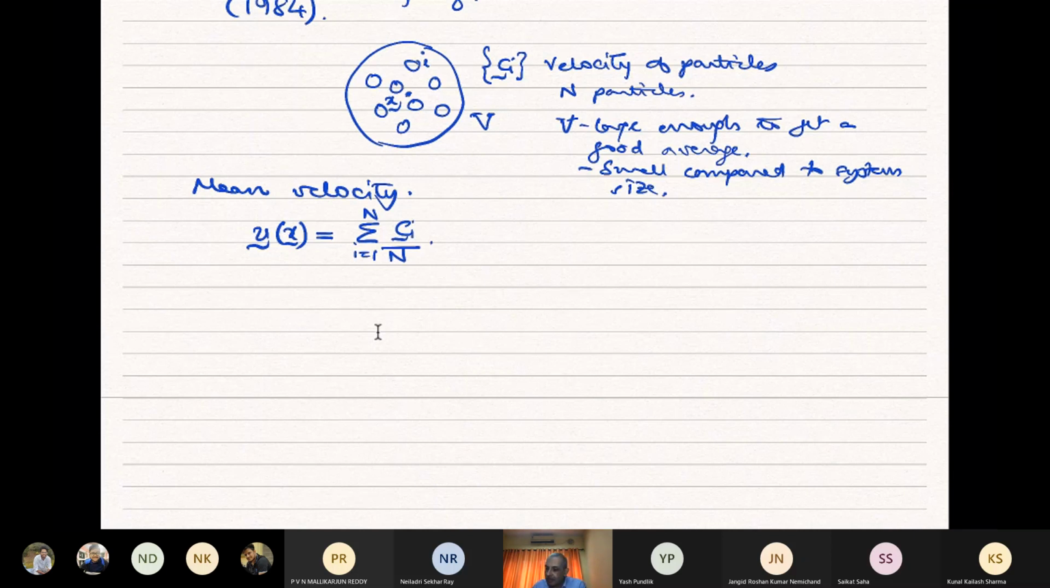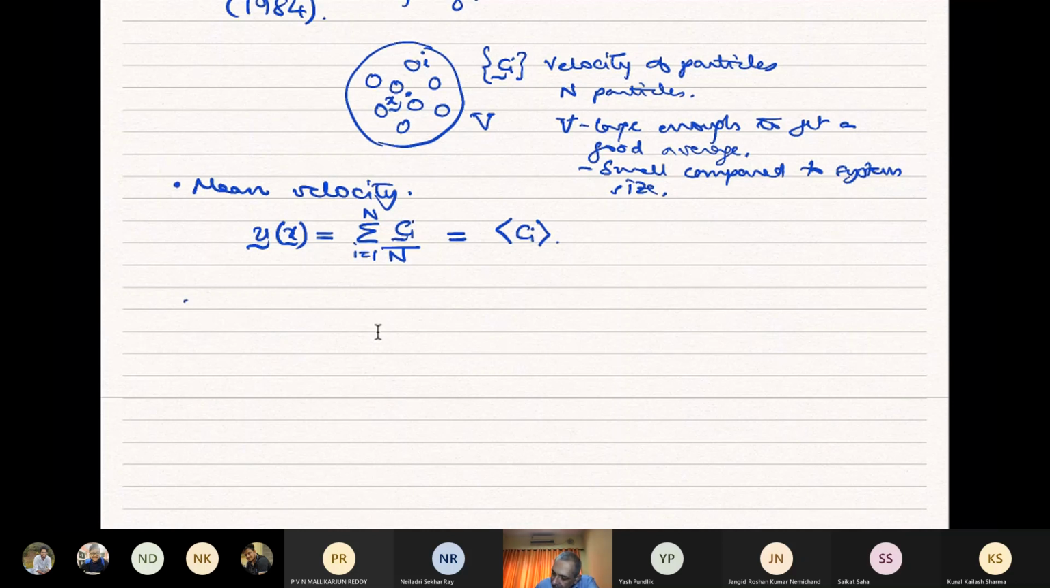Okay, so this is what is known as the mean velocity. It's just the number average of the velocity. You just add up all the velocities and divide by the total number. And we can denote this by the angular brackets to say this is the average velocity. And so this is the mean velocity, U.